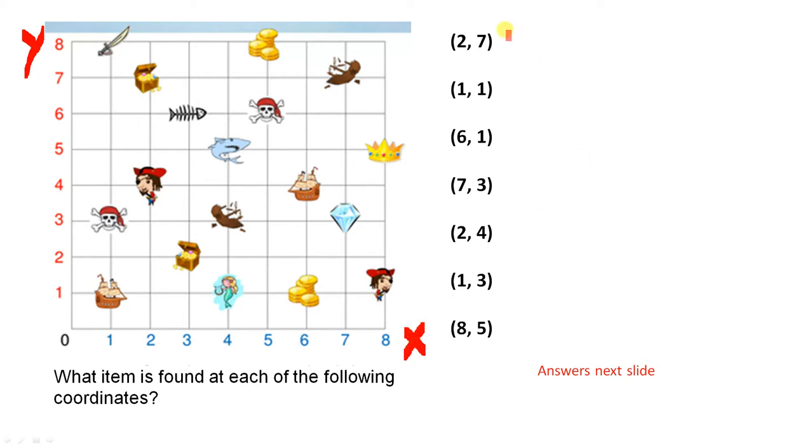So these are the 7 coordinates. 2, 7, that's 2 on the X, 7 on the Y, 1 on the X, 1 on the Y, 6 on the X, 1 on the Y, etc. You have to write down what item is located at each of those coordinates. So you can pause the video now if you like and see if you can answer those. I'll move on to the next slide now because that contains the answers. Here we go.